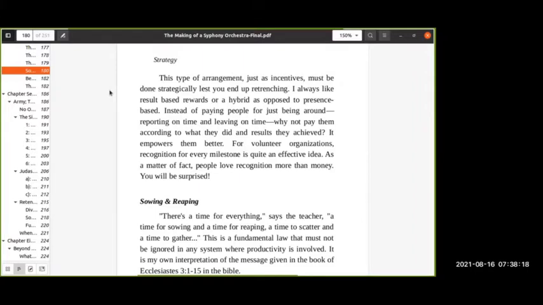I always like result-based rewards or hybrid as opposed to presence-based. Instead of paying people for just being around, reporting on time and leaving on time, why not pay them according to what they did and the results they achieved? It empowers them better. For volunteer organizations, recognition of every milestone is quite an effective idea. As a matter of fact, people love recognition more than money. You will be surprised.